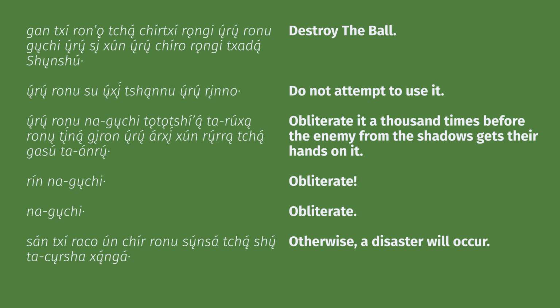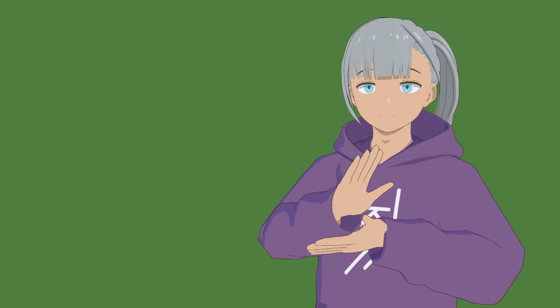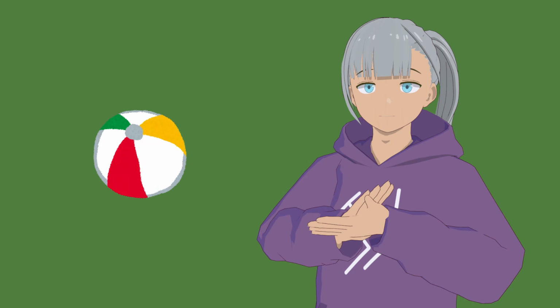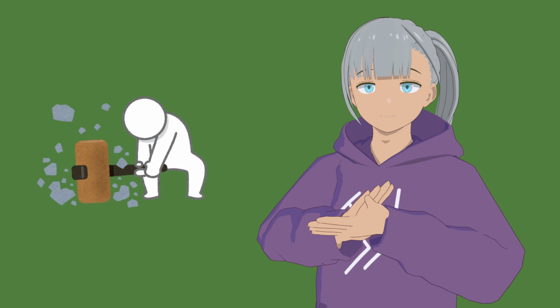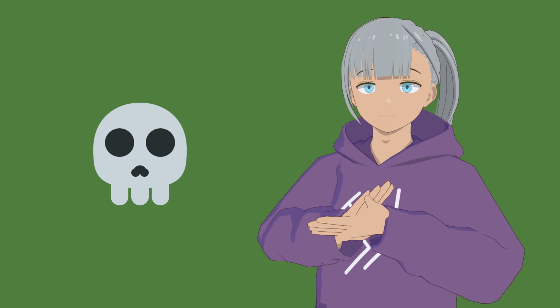So putting it all together, the text says, destroy the ball. Do not attempt to use it. Obliterate it 1,000 times before the enemy from the shadows gets their hands on it. Obliterate. Obliterate. Otherwise, a disaster will occur. Alright, so it seems like there's this ball, this artifact, and it needs to be destroyed, or else something very bad is going to happen.